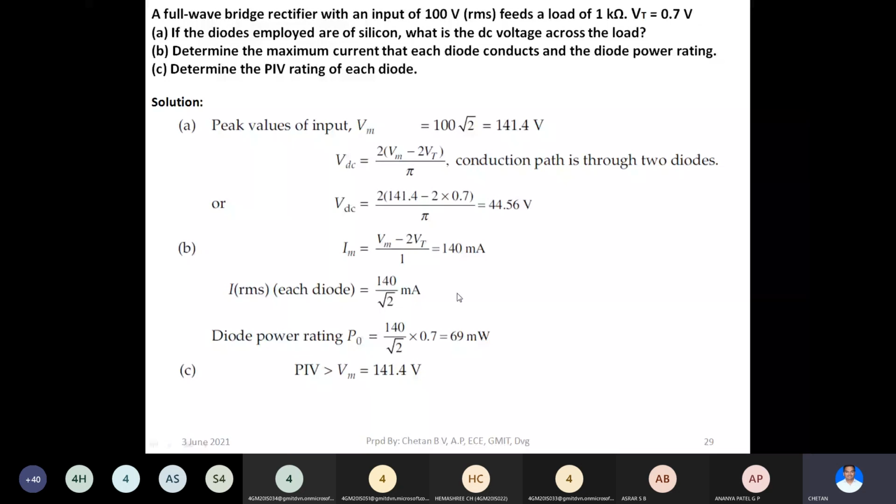To calculate this RMS value, why this RMS is required is because we have to find out the diode power rating. The RMS value can be found out by dividing this value by root 2, because here you have found out Im, and Im by root 2 is IRMS. After finding out the RMS value, we shall use that to find out our power.